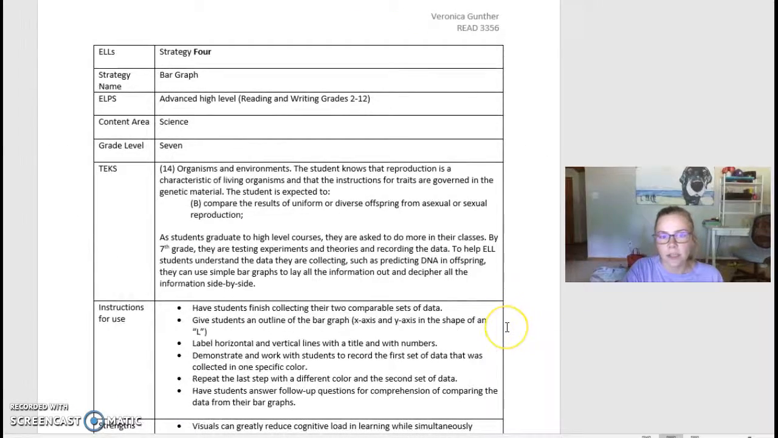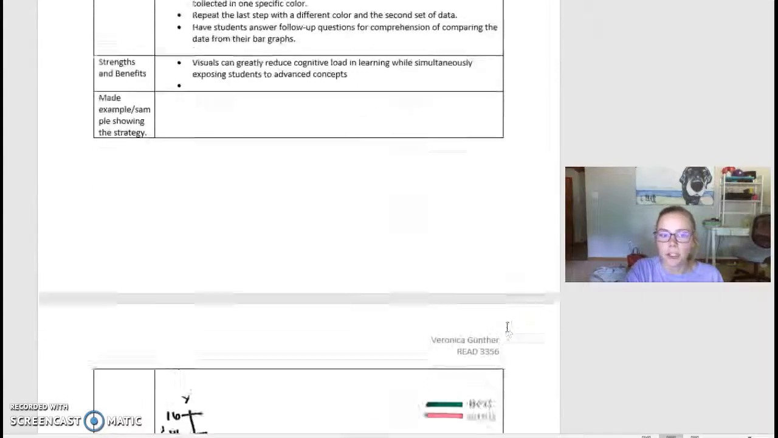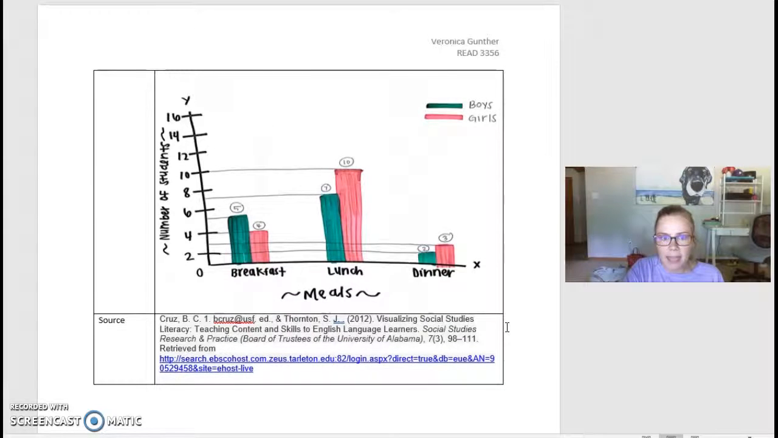And then the last strategy is just a basic bar graph. I think that bar graphs are very useful also with science and experiments. So when they are getting older, I use this for 7th grade actually. They're starting to get into the experiments and start collecting data and all that kind of stuff.